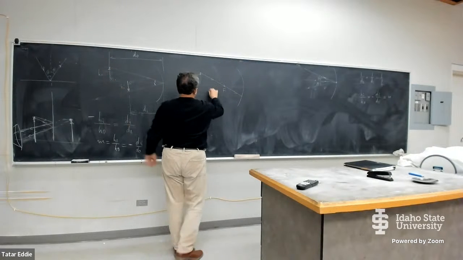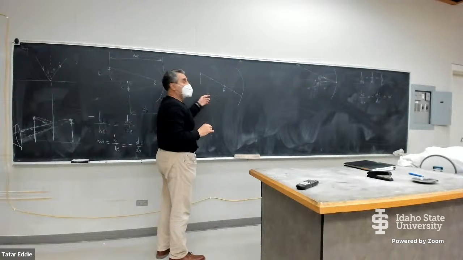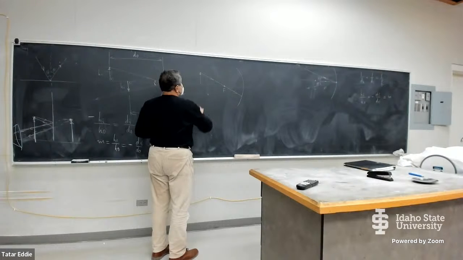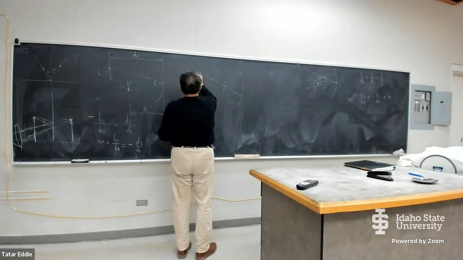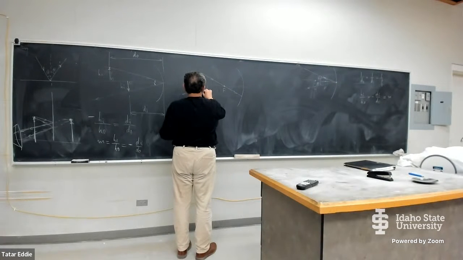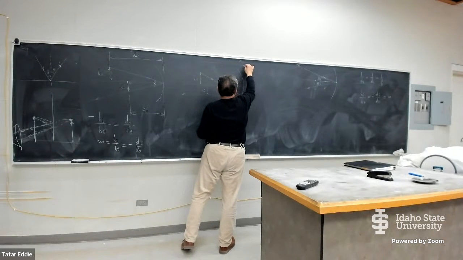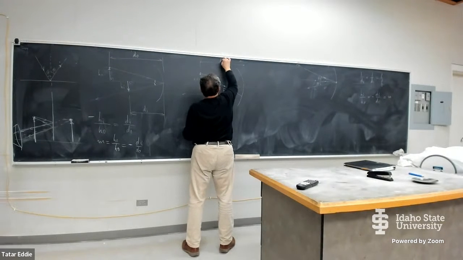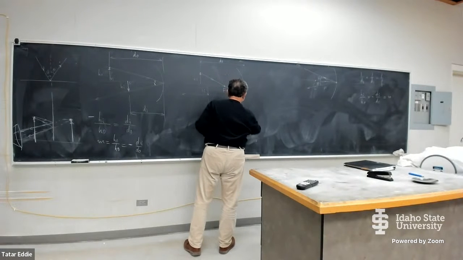Let's see, maybe here. The image has to be in such a way that the tip has to be along this line. In other words, this is my HO, this is my HI, this is my DO, this distance is DO right here. This distance is DO, and this distance is DI.